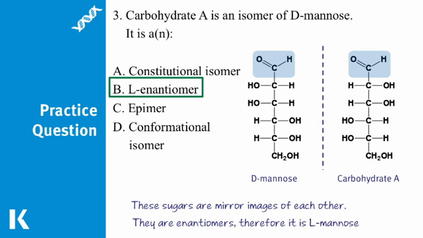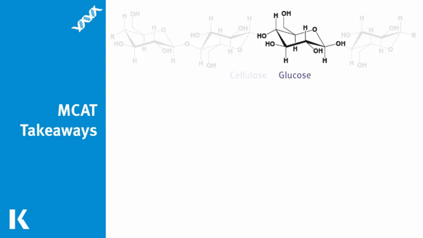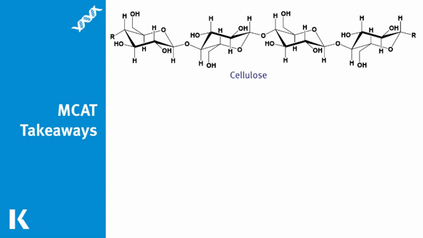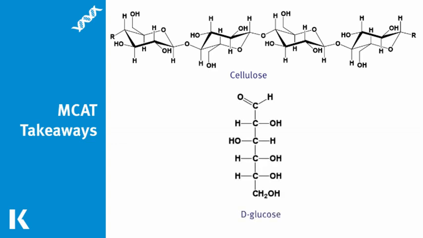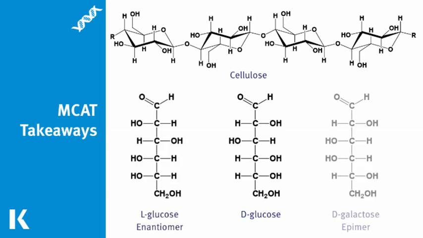That was our final question. If you aced it, congratulations. If not, feel free to go back and watch this video as many times as you need. Before we finish, let's review what was covered in this video. We started with glucose, a monosaccharide, and saw that polysaccharides, such as cellulose, are really just chains of one or several monosaccharides. We then acquainted ourselves with the D and L nomenclature system and practiced differentiating between enantiomers and diastereomers.